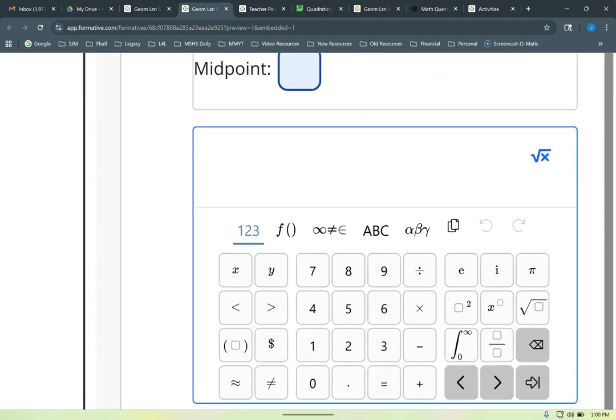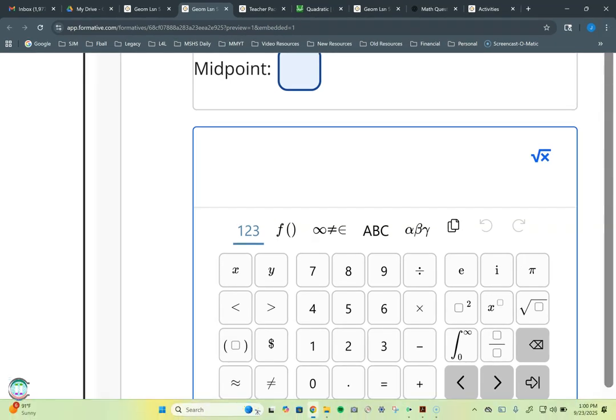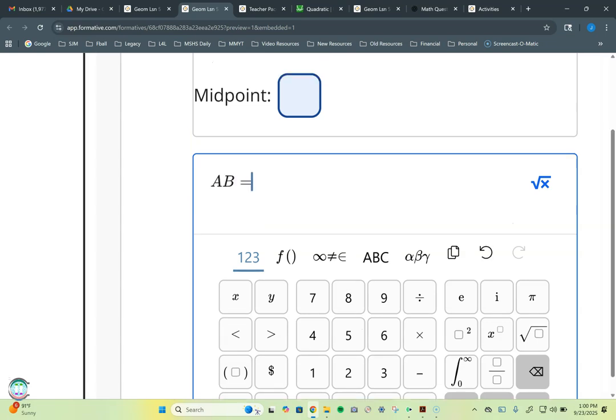All right, so watch. The first thing that I'm going to do when I start typing my answer in for number 1 is I'm going to go AB equals, capital A, capital B equals, no line over the top because this is the distance between points A and B. Okay? You can do this with me if you want. That's fine. We'll do this together. So type in AB equals.